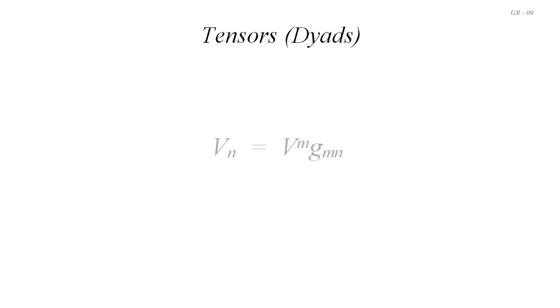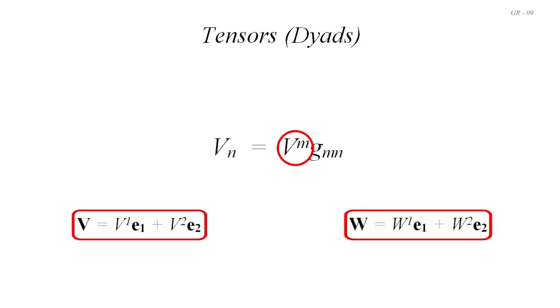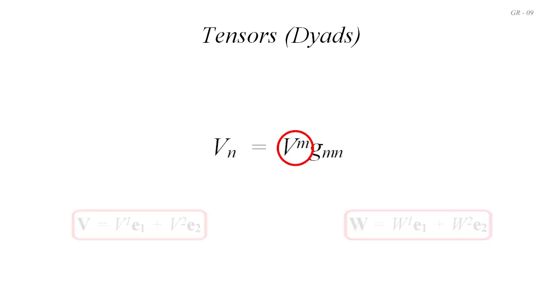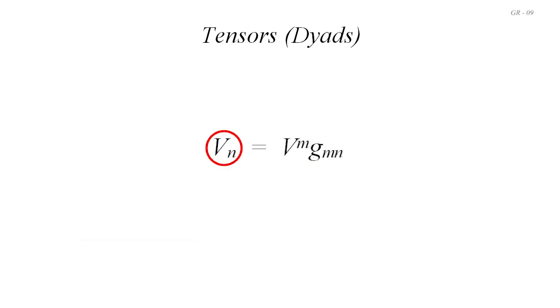If you recall from video 4, the covariant components of a vector were related to the contravariant components like this: Vn equals Vm times Gmn. And it is entirely possible to write out either or both of the vectors v and w instead of like this with contravariant or upper components, but rather with covariant or lower components along with the metric tensor.